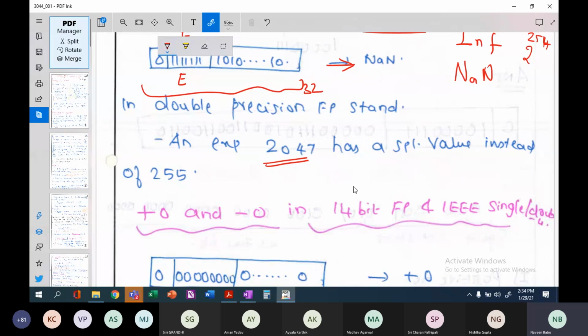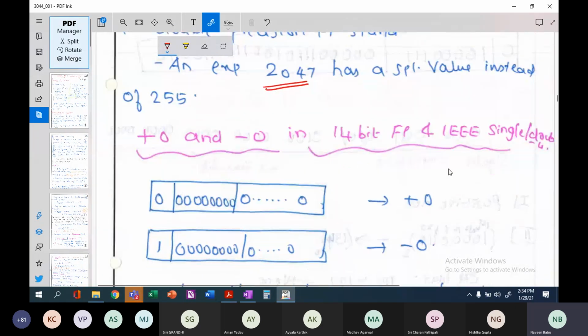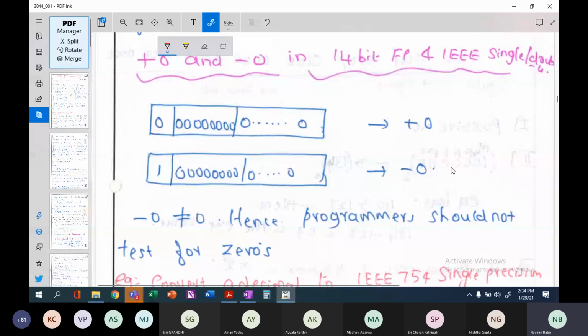Now in IEEE floating point representation, you do have plus zero and minus zero also. If you have plus 0, then all the bits are zeros. If you have minus zero, then except the sign bit, all the bits are 0. The sign bit is 1, representing that you have a negative zero. As programmers, you must know when you are getting minus 0 and when you are getting plus zero.